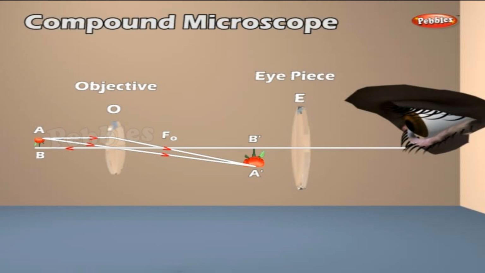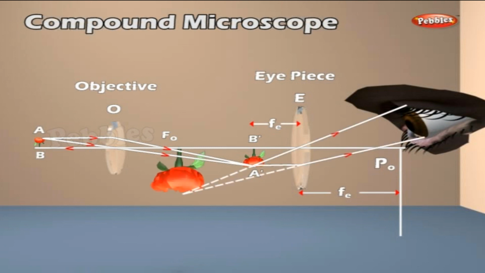Again, eyepiece is placed in such a way that B'C2 is less than FE, the focal length of eyepiece. Again, a parallel ray from A' passes through FE, the principal focus of eyepiece, and a ray through C2 goes straight. The two appear to meet at A'' when produced backwards, giving the final image of AB at A''B''.